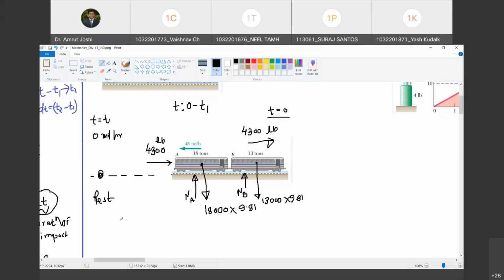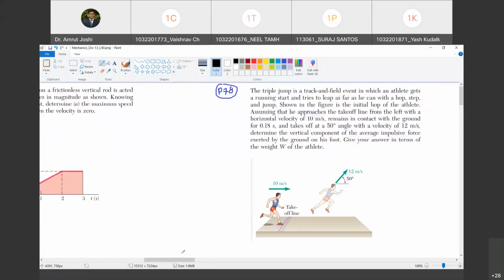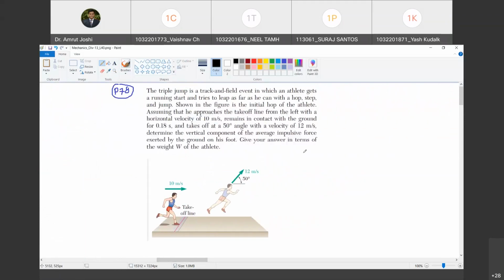So with this, we will stop here today and we will take this problem forward in the next class. There are a few interesting problems that we are going to solve. For example, this is the most interesting problem that we will solve using the impulse momentum principle. And then you will understand the power this principle has. Okay. So let us stop here today.